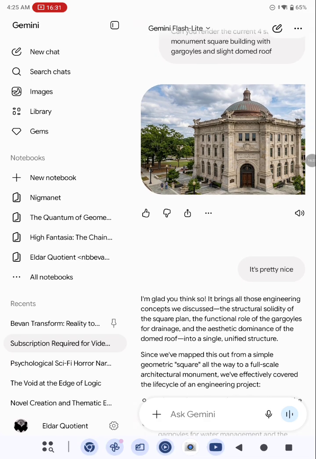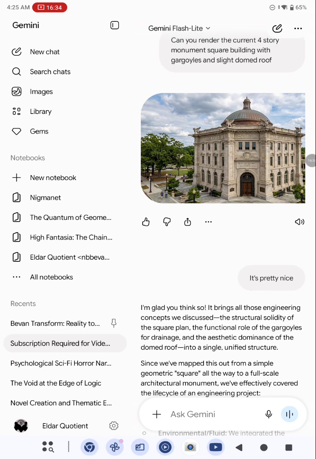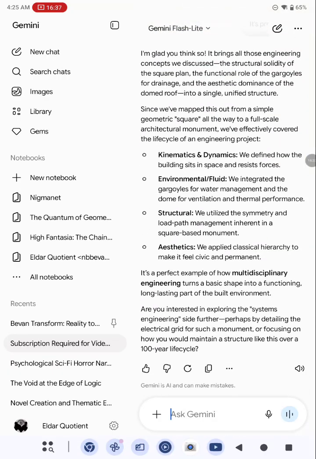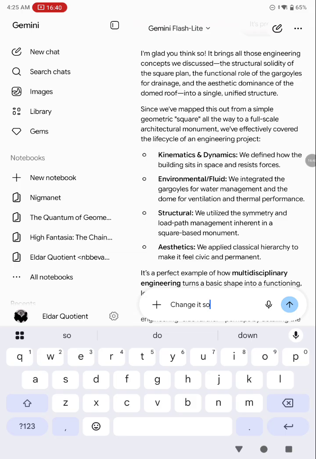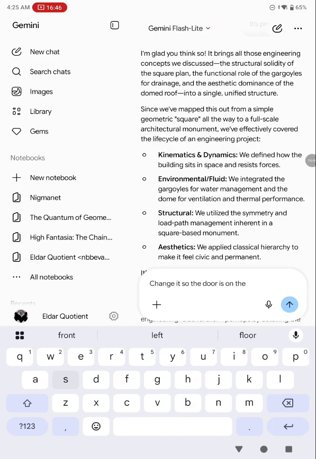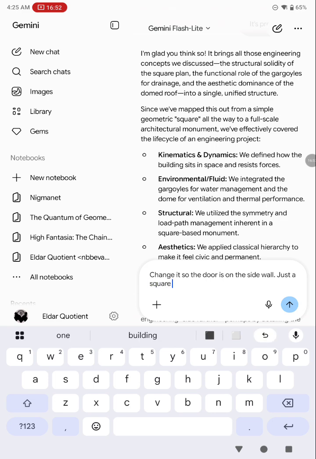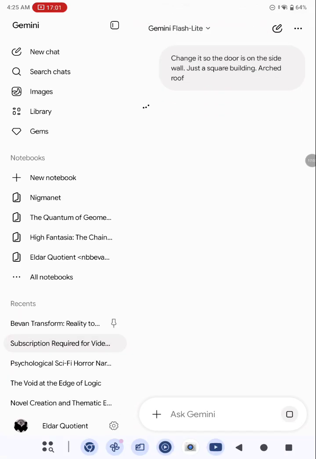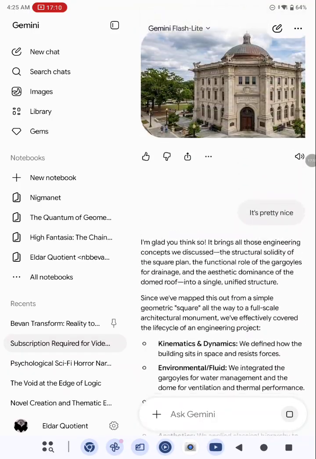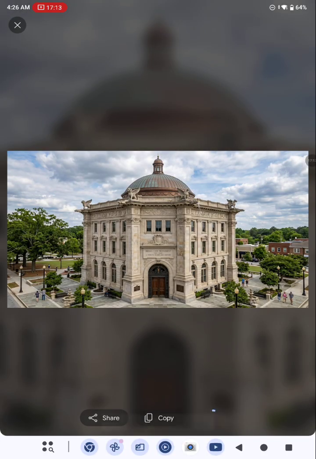I went with, like I said, pylons. I thought I was going to use 4 pylons. Can we change it so the door is on the side wall, just a square building, arched roof? Change it so the door's on the side wall. Just a square building. But I'm going to tell you something, whatever this is, it's really nice.